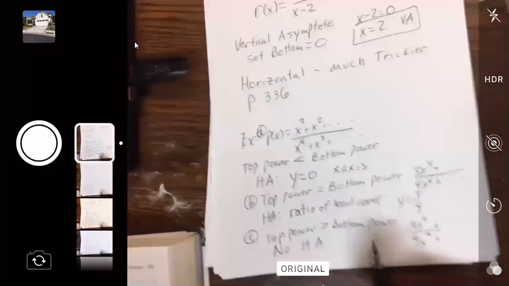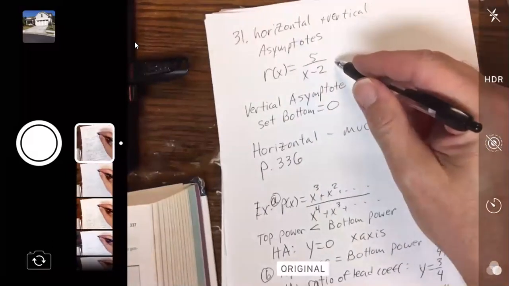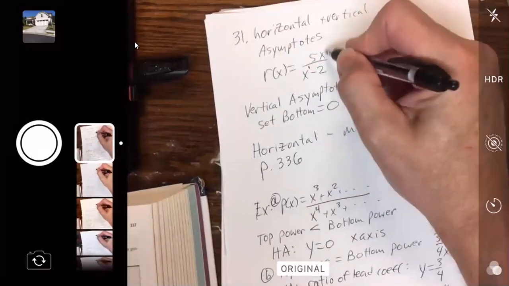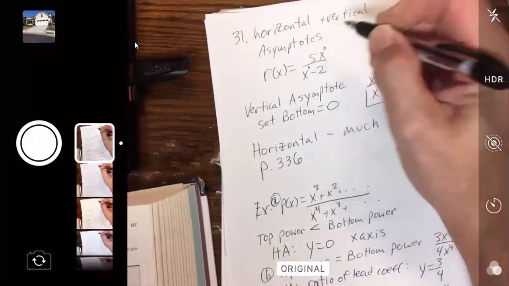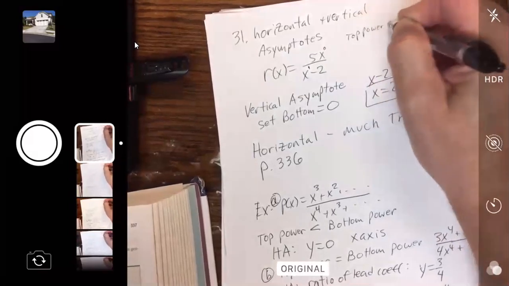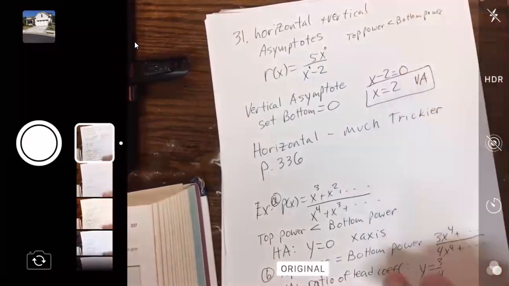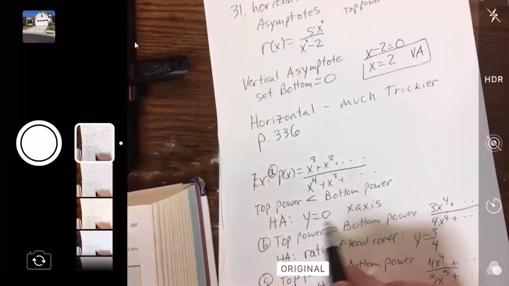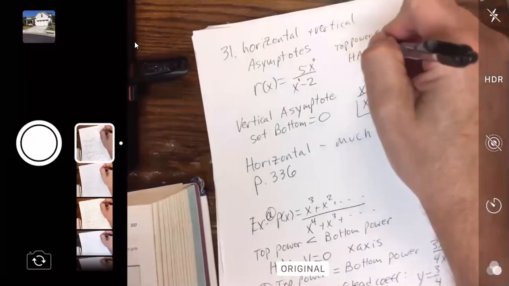Okay, back to 31. See which case 31 matches. There's an x to the 1 here. I don't know if you remember, a number is degree 0. You can always write an x to the 0. So your top power is less than your bottom power. That's case 1, or A here. Your horizontal asymptote is y equals 0.